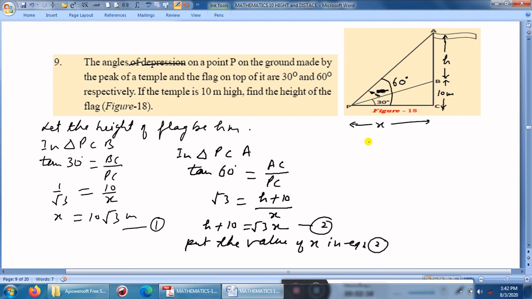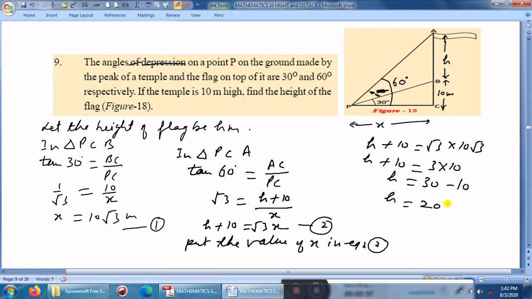Now what will happen? H plus 10 is equal to root 3 times the x value, that is 10 root 3. So H plus 10 is equal to 3 into 10. So H is equal to 30 minus 10. So it becomes 20 meters. So that is your answer.